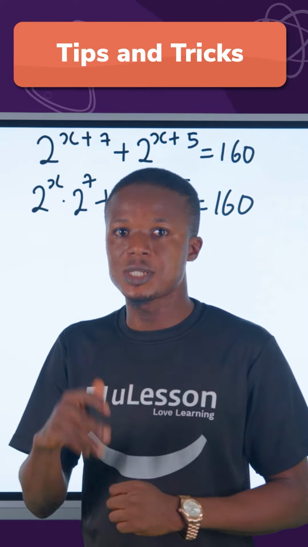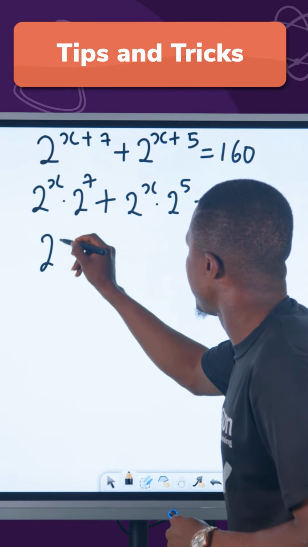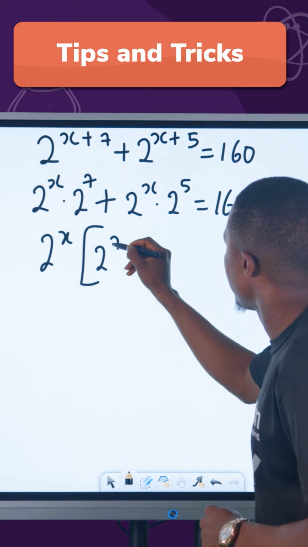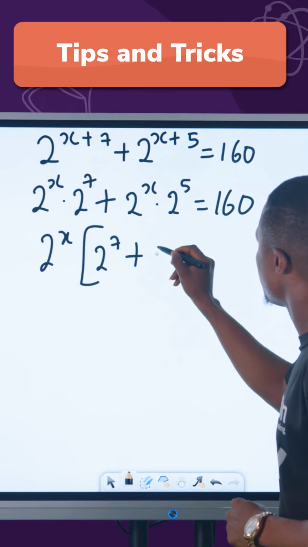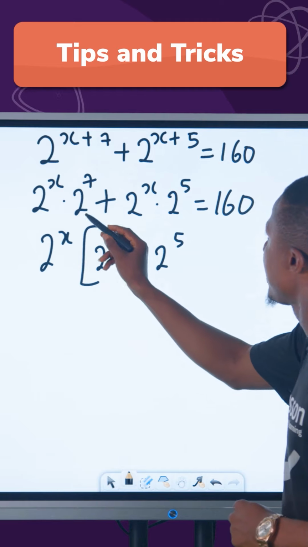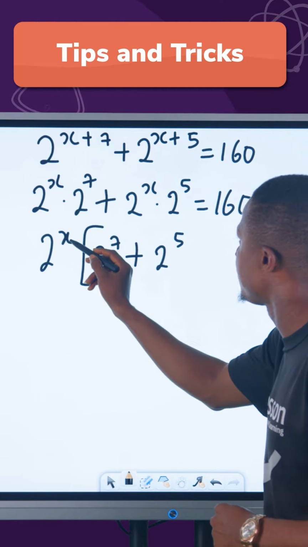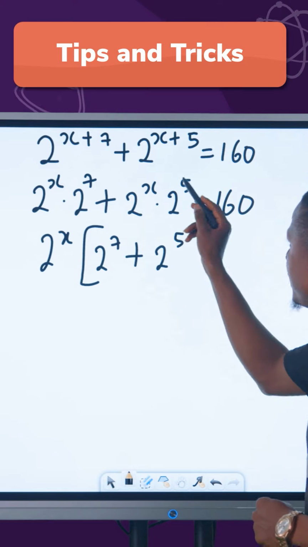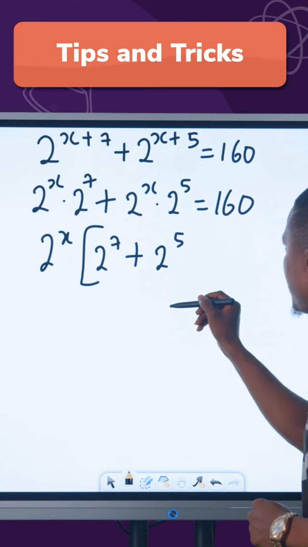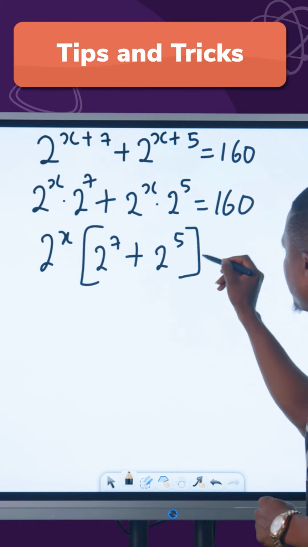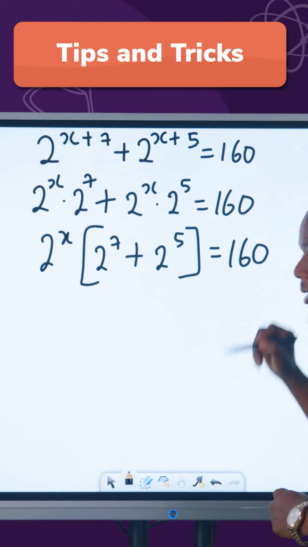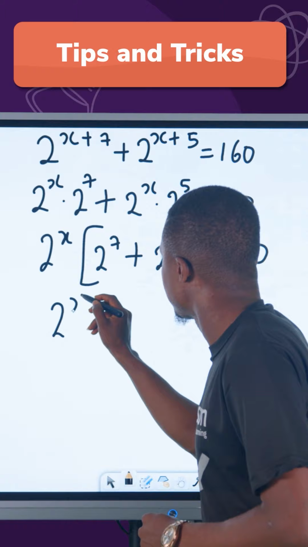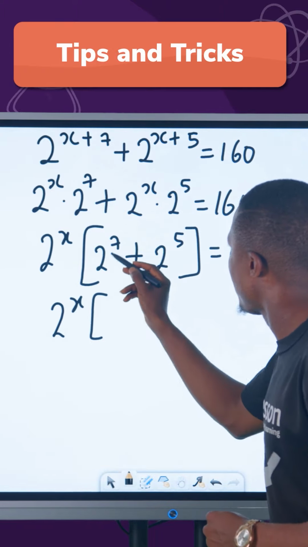When you factor it out, we shall have 2 to the power of x into, we are left with 2 to the power of 7 plus 2 to the power of 5. Because when you divide this term here by 2 to the power of x, we are left with 2 to the power of 7, plus when you divide the second one again by 2 to the power of x, we shall be left with 2 to the power of 5. Everything equals 160.